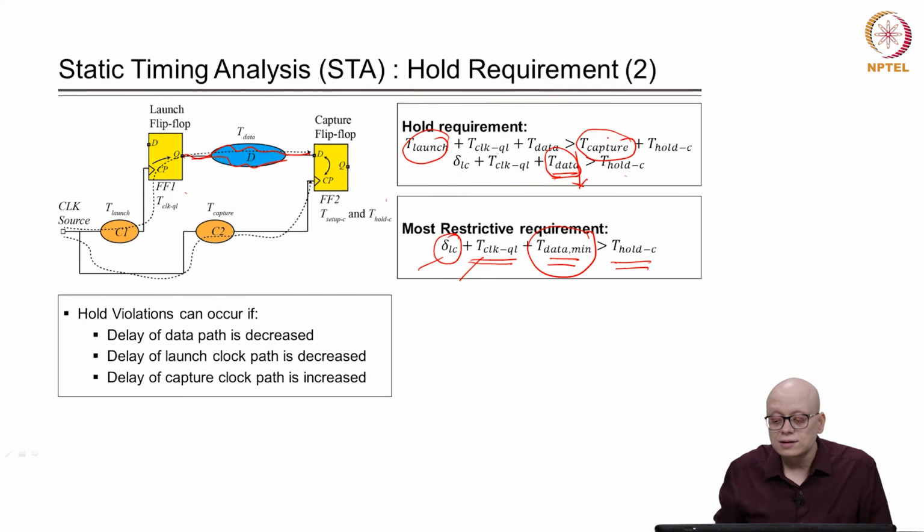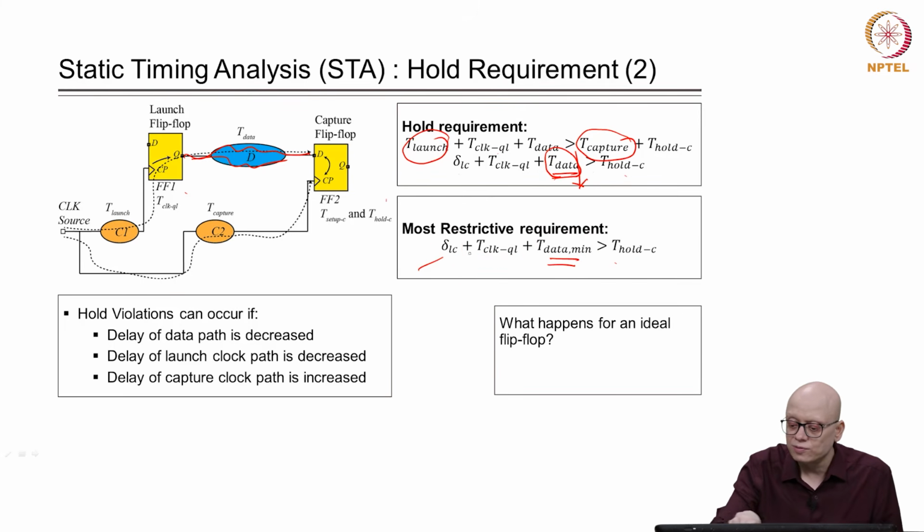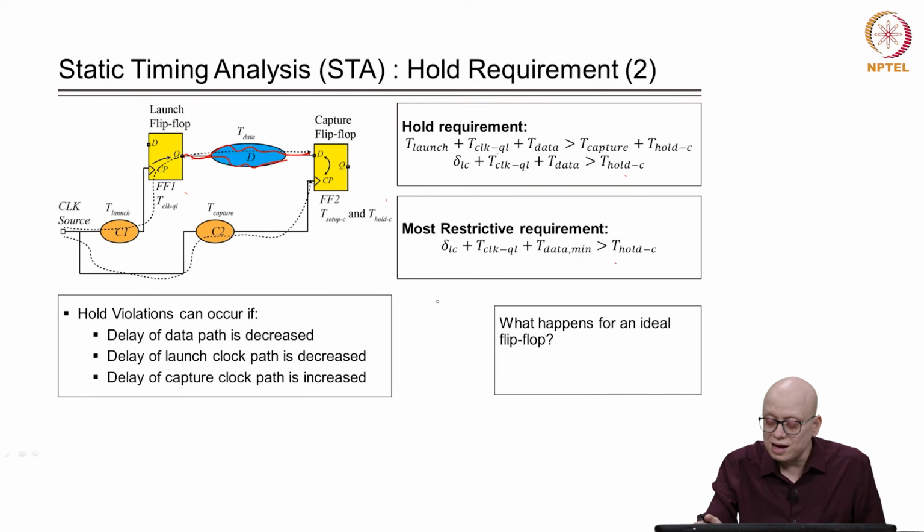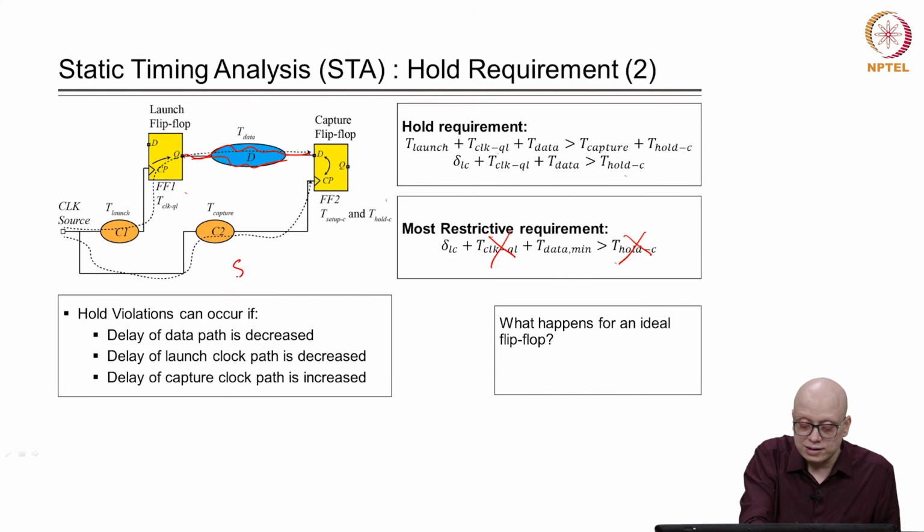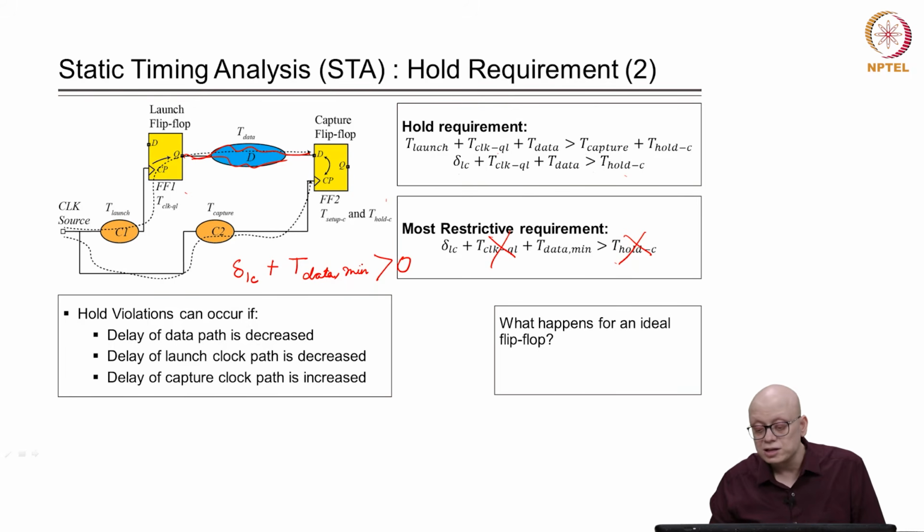If we increase this, then this inequality is likely to break down. Now, what will happen for an ideal flip flop? Let us consider an ideal flip flop. What will be the constraint for that? For the ideal flip flop, we can say this clock to Q delay is 0 and hold time is 0. So, what constraint do we get? We get delta LC plus T data min should be greater than 0. This will be the constraint.